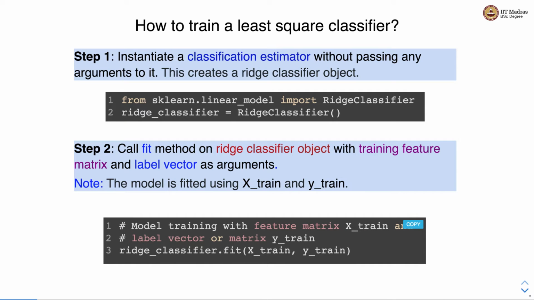So we simply call the fit on the Ridge classifier object by passing the feature matrix x_train and label vector or matrix, which is y_train. So the model is fitted, or we learn the parameters of the model, by looking at the feature matrix and the labels supplied as part of the training.